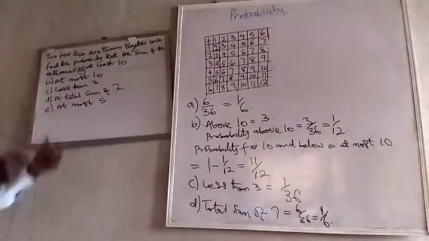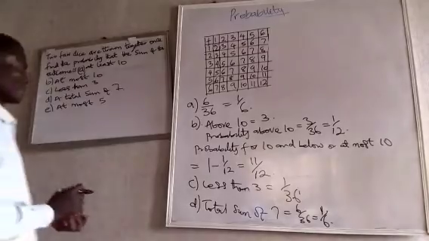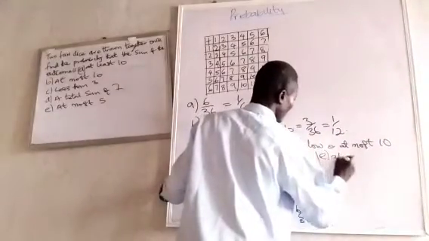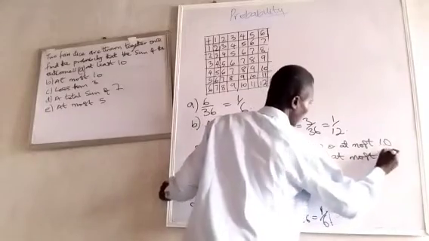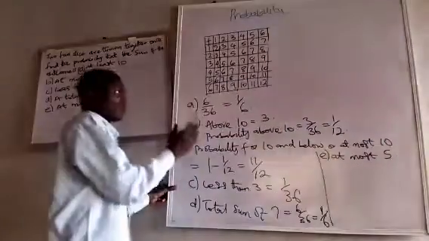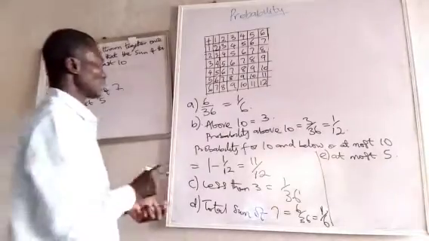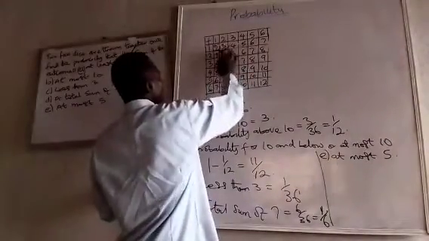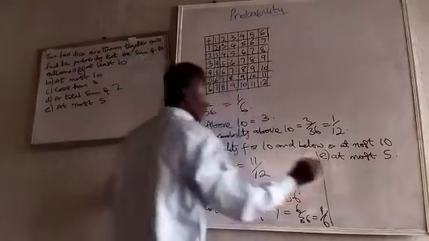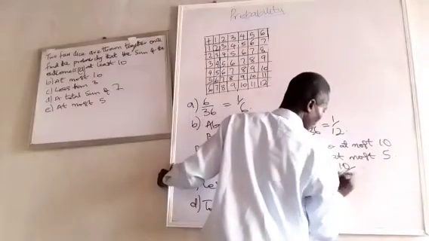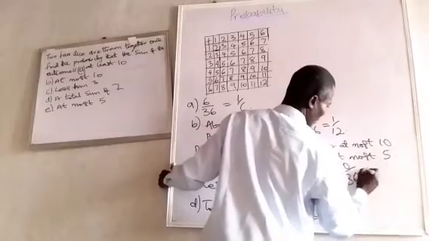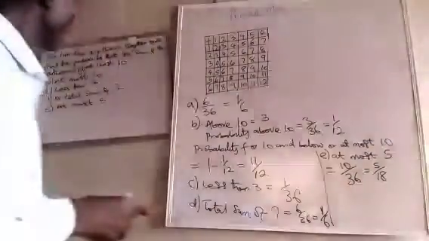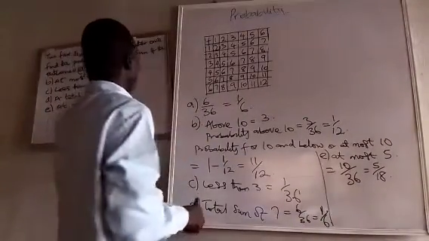Now it says at most 5, that is, 5 and below. So let's quickly count. 1, 2, 3, 4, 5, 6, 7, 8, 9, 10. 10 over 36, which is 5 over 18. Yes, at most 5.